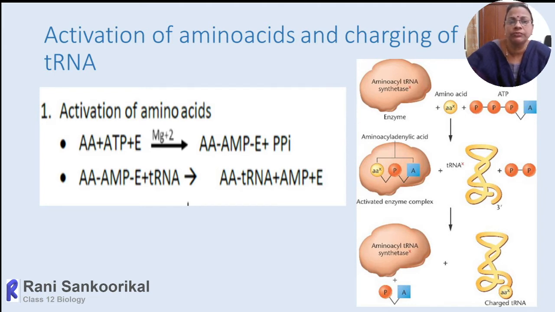So in the presence of magnesium, the amino acid-AMP-enzyme complex will be formed by releasing inorganic pyrophosphate. Then this activated amino acid will bind with its respective, specific tRNA, and then they form amino acyl tRNA, or we can say charged tRNA. In the figure also, this is very clearly mentioned.